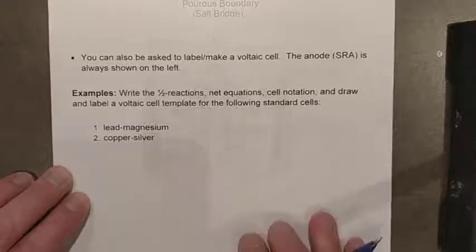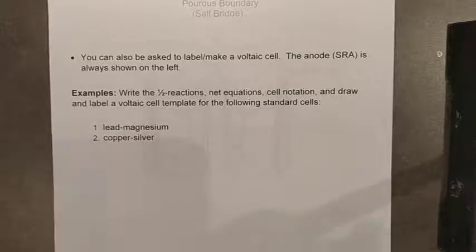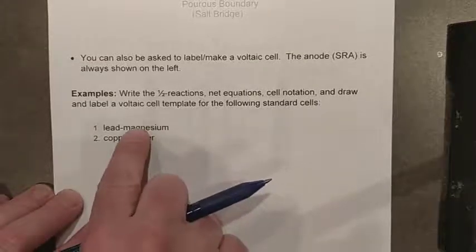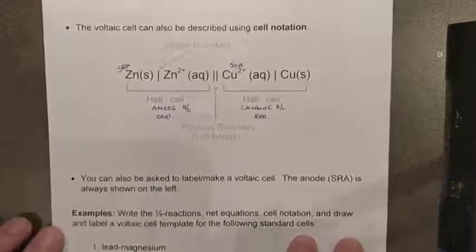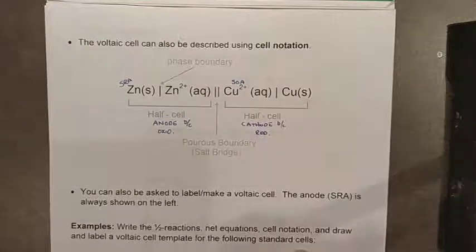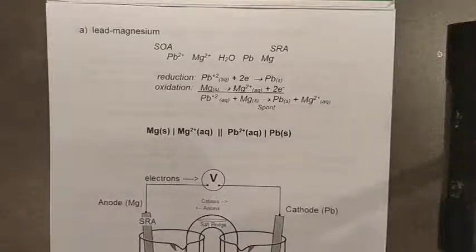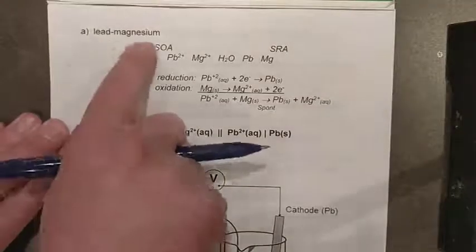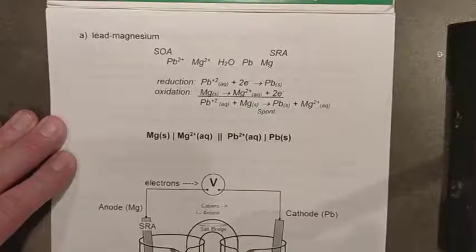So let's take a look at a couple of examples. I have two examples here for you. What would we get out of a lead magnesium battery, and what would we get out of a very expensive copper silver battery? For the lead magnesium, that one is fully solved for us on the next page. It is a guided example so that you have one in your notes in addition to the many that are in the textbook.